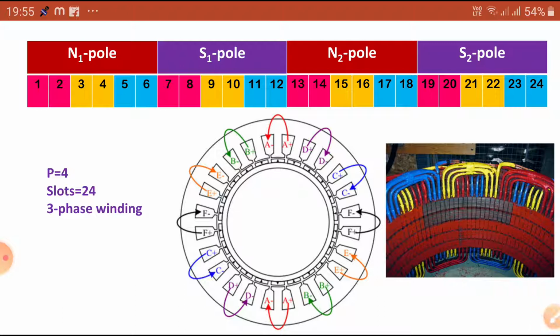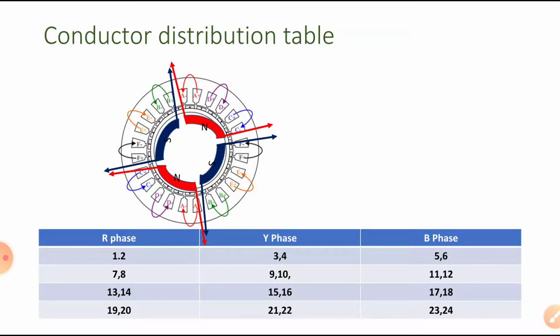Okay. So, after knowing these basics, let us construct one distribution table as we discussed in previous classes. What is the case study given? The number of poles is 4 and the slots are 24. Let us prepare the conductor distribution table. So, this is a conductor distribution table.